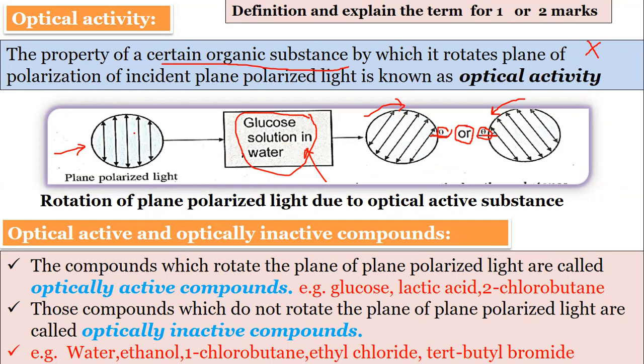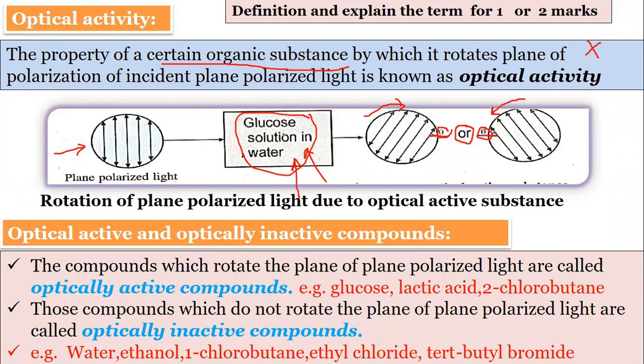And if the plane polarized light does not rotate to the right hand side or left hand side and remains as it is, the compounds kept here are called optically inactive compounds. Remember, optically inactive compounds. So you understand what optically active and optically inactive compounds are. How do we identify them? There are two options.